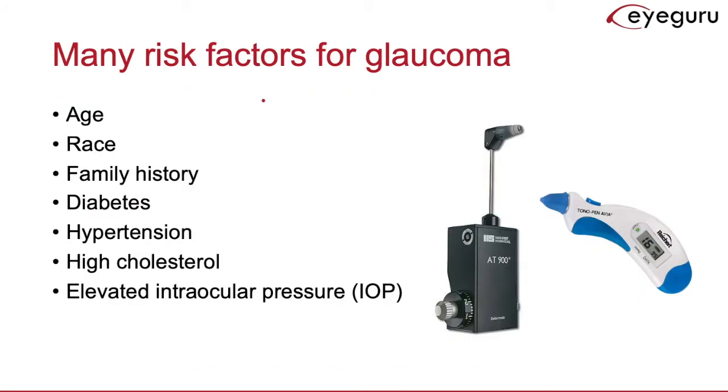So there are many risk factors for glaucoma. Age, race, and family history are all risk factors that we cannot control. As we get older, our risk for glaucoma increases, and for reasons that are not entirely understood, African Americans are about 3 to 4 times more likely to get glaucoma than Caucasians, and they're also about 15 times more likely than Caucasians to become blind from glaucoma.